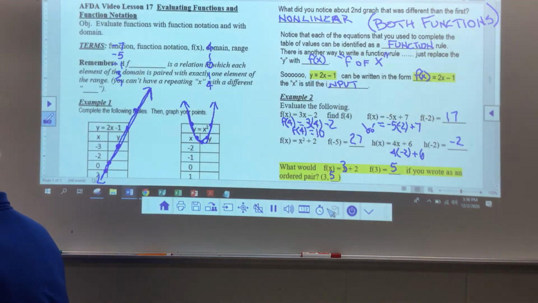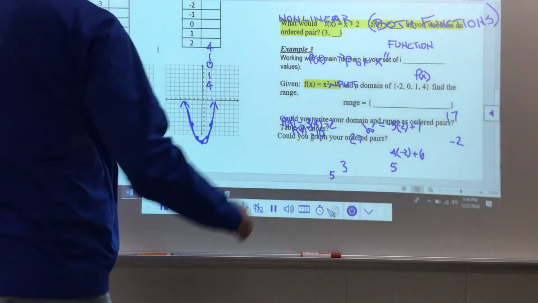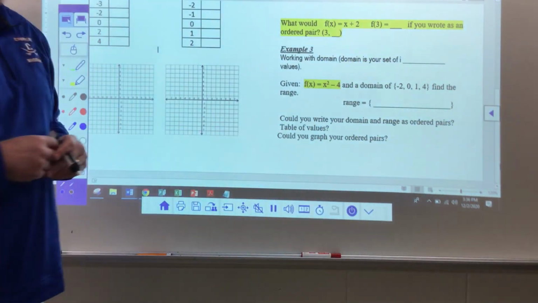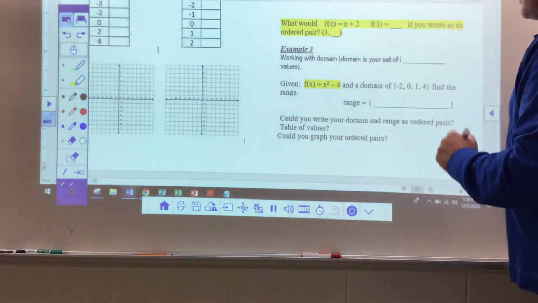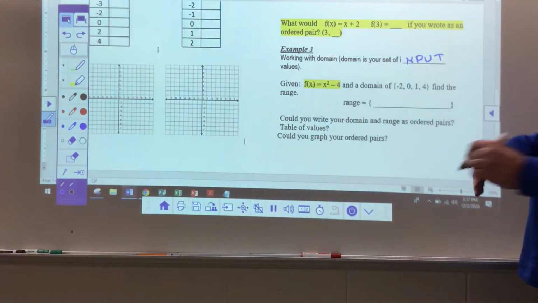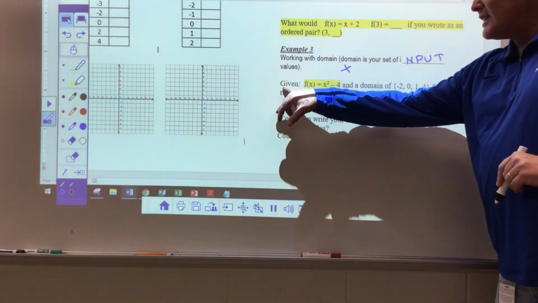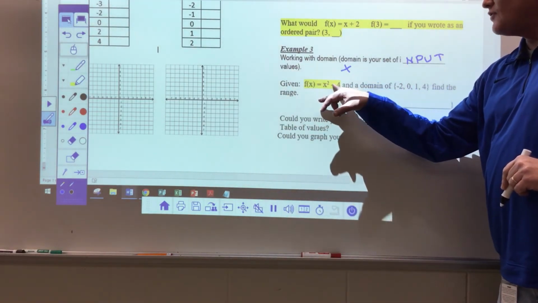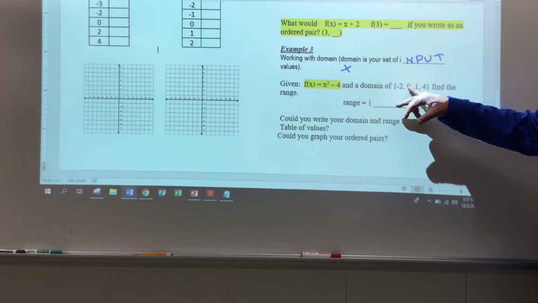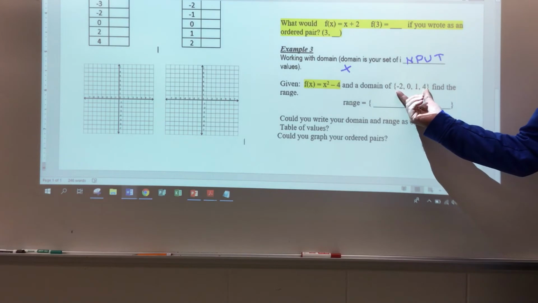Now, on the home stretch here, let's look at example 3. Example 3 says we're going to work with some domain, and domain is your set of input values. So remember, we organized that in a chart, and I think last time I put a little x under there. So it says given f of x equals x squared minus 4, and a domain of, notice the set notation here, negative 2, 0, 1, and 4, find the range.